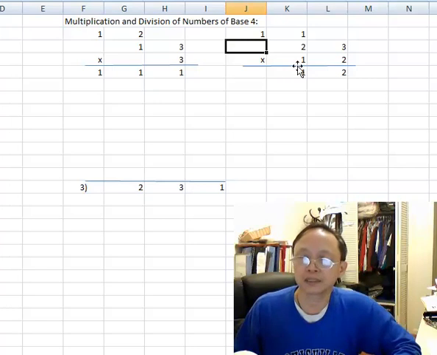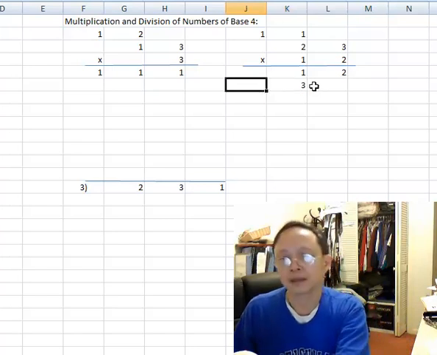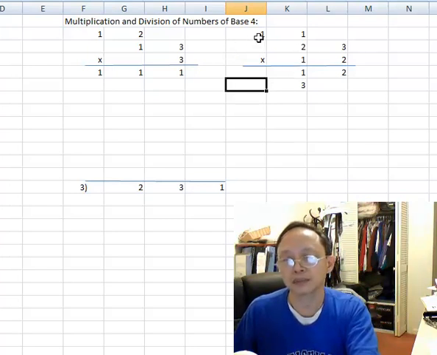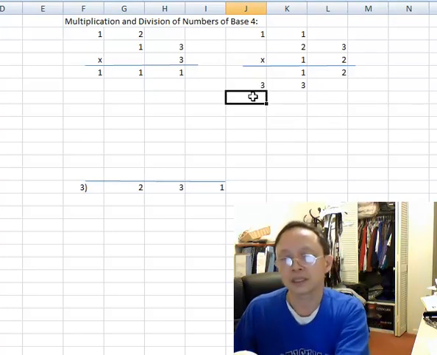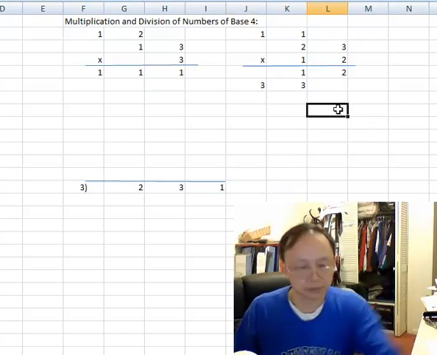Now look at the second digits. 1 times 3 is 3. So we write 3. And then 1 times 2 is 2. Now 1 times 2 is 2, but there is a carry 1, so that becomes 3. So now we add these numbers, we bring down 2 here.